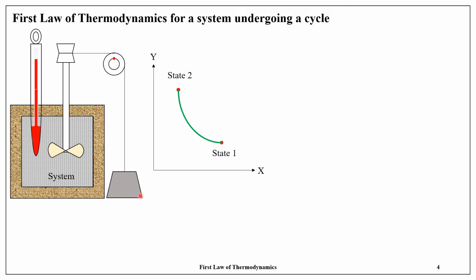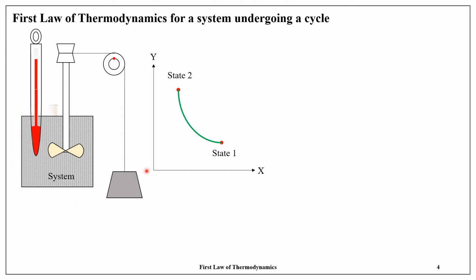Suppose this insulation is removed, the system will reject the heat to the surroundings. That means the atmosphere. Surrounding is nothing but the atmosphere. The temperature of the system due to paddle wheel work is higher than the temperature of the atmospheric air.